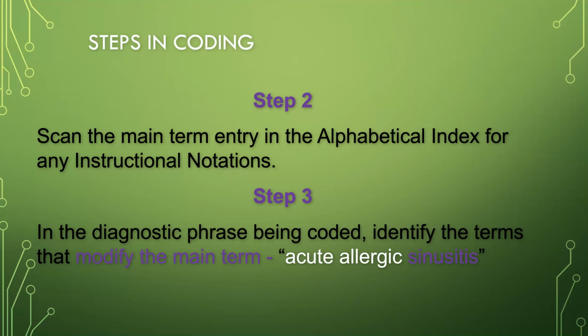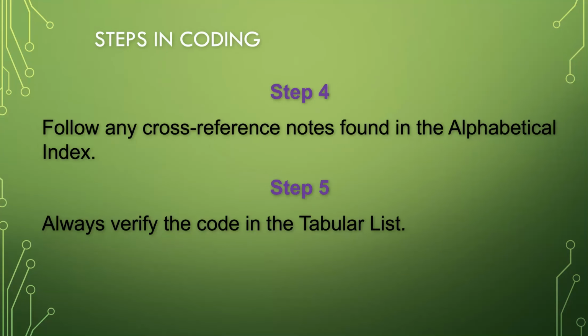And under rhinitis, you're going to see in parentheses, there are lots of non-essential modifiers here, but we're going to go down to the term allergic. Now, we don't have any other information here, so the best that we can do is code J30.9. Okay, now we're not done. We saw those cross-reference notes, we saw the instructional notations to get us to rhinitis. Now we have to confirm the code in the tabular list.